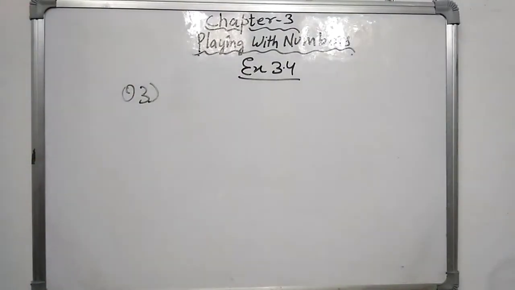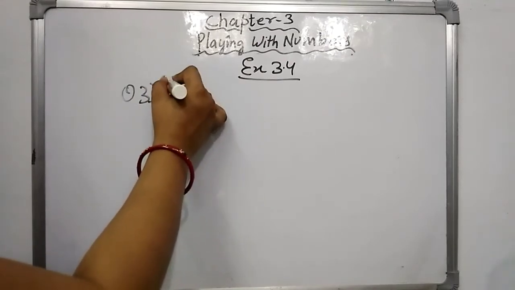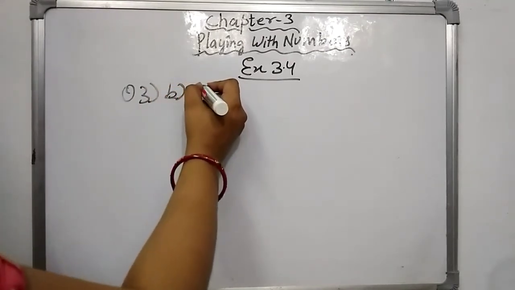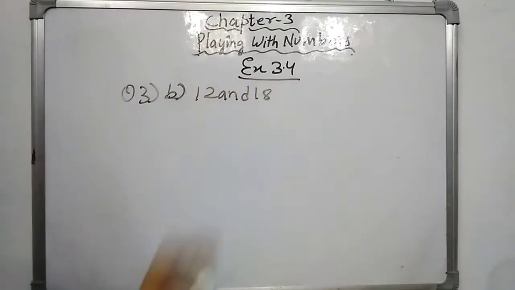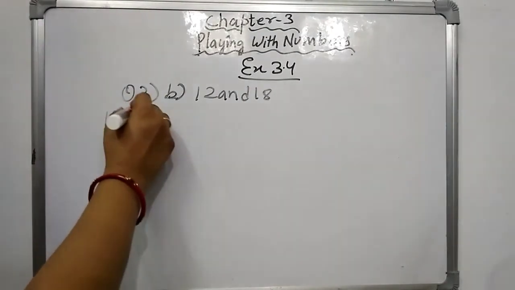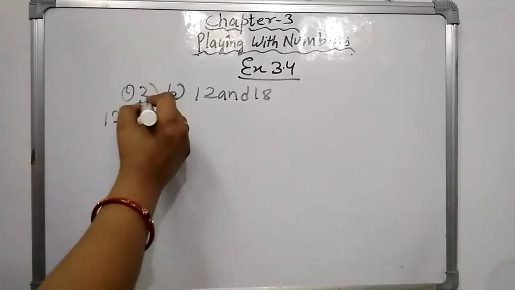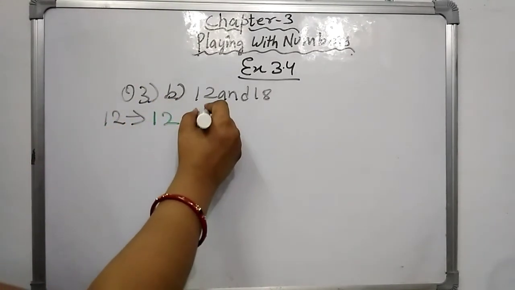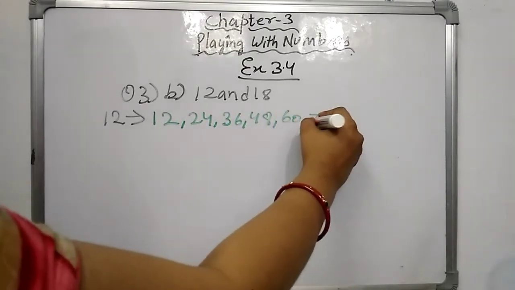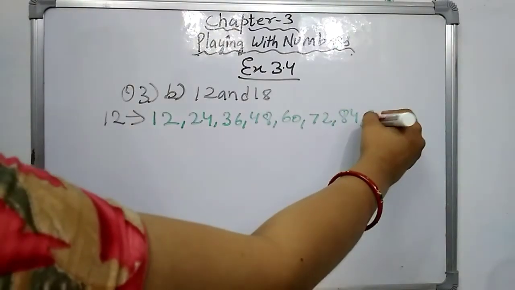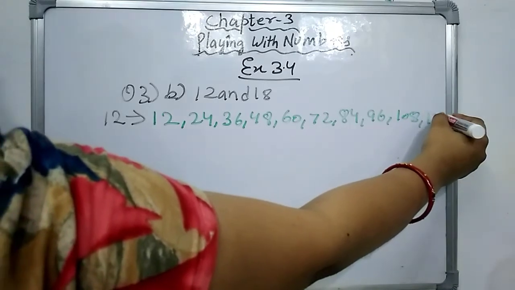Now in this part I told you how to find out multiples of every given number. Now I will be writing multiples directly. In this we need to find out common multiples of 12 and 18. So here I am writing multiples of 12. 12, 24, 36, 48, 60, 72, 84, 96, 108, 120.